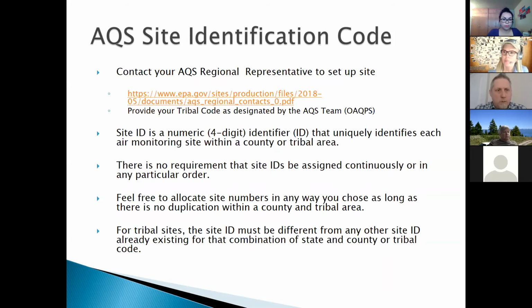So according to the AQS coding manual, your chosen site ID has to be a numeric 4-digit number that uniquely identifies each monitoring site within a county or tribal area. There's no requirement that site IDs be assigned continuously or in any particular order. Tribes are free to allocate their site numbers in any way they choose, as long as there is no duplication within a county or tribal area. So this is why it's important to touch base with your regional rep just to avoid duplication. For tribal sites, because tribal areas cross among counties or state lines, extra care must be taken when developing a site ID, just to avoid that duplication.